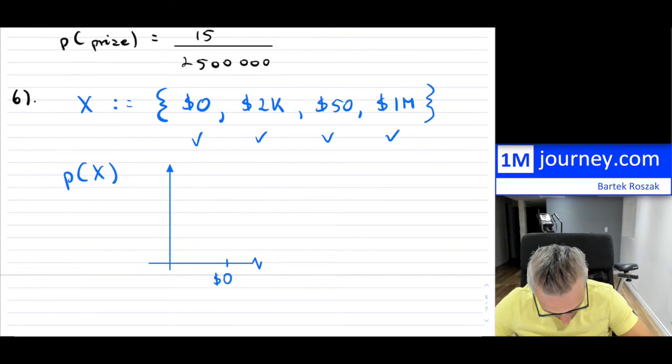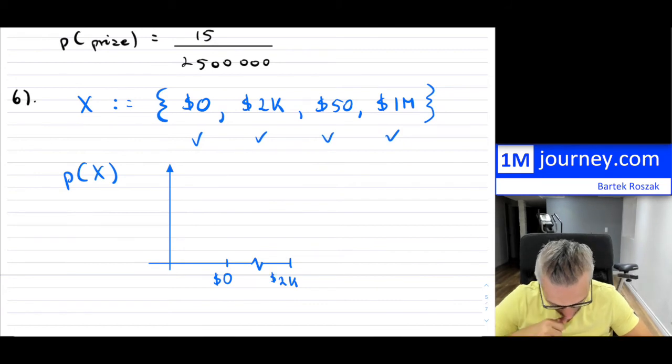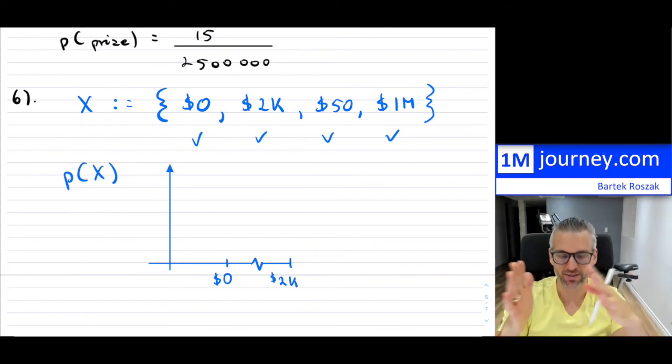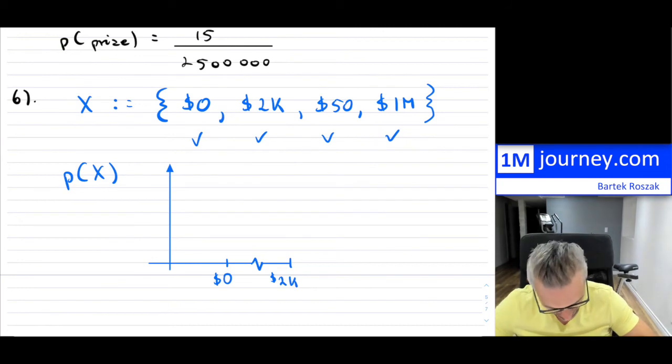Now I have to do something like this to break the axis. Well, that's not what I wanted. Okay, so I'll do that. Let's say this is winning $2,000. That little line just means that between 0 and 2,000, obviously there are a lot of numbers. And between 2,000 and 50,000, there are also a lot of numbers.